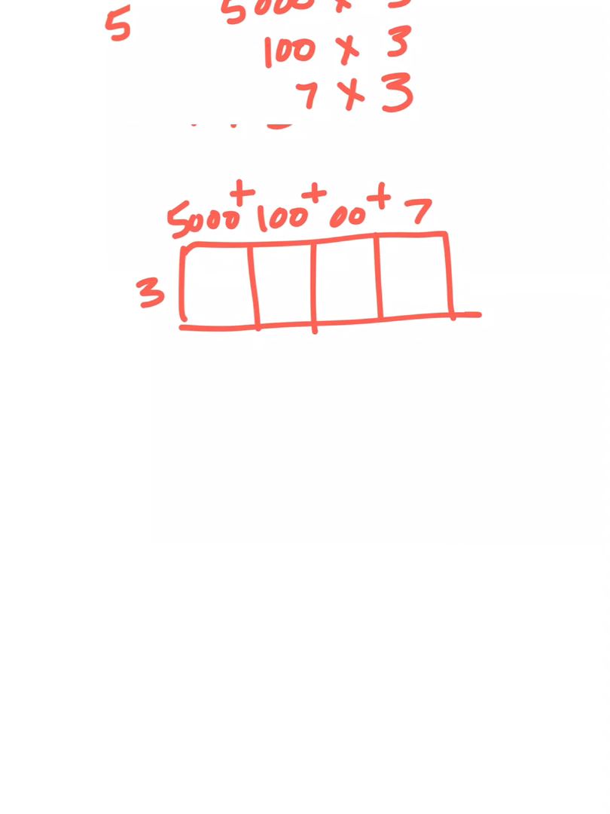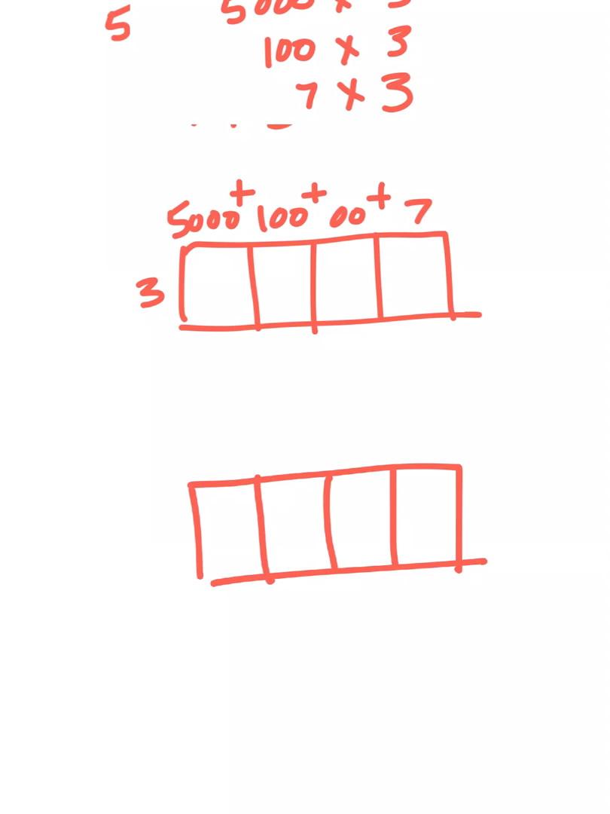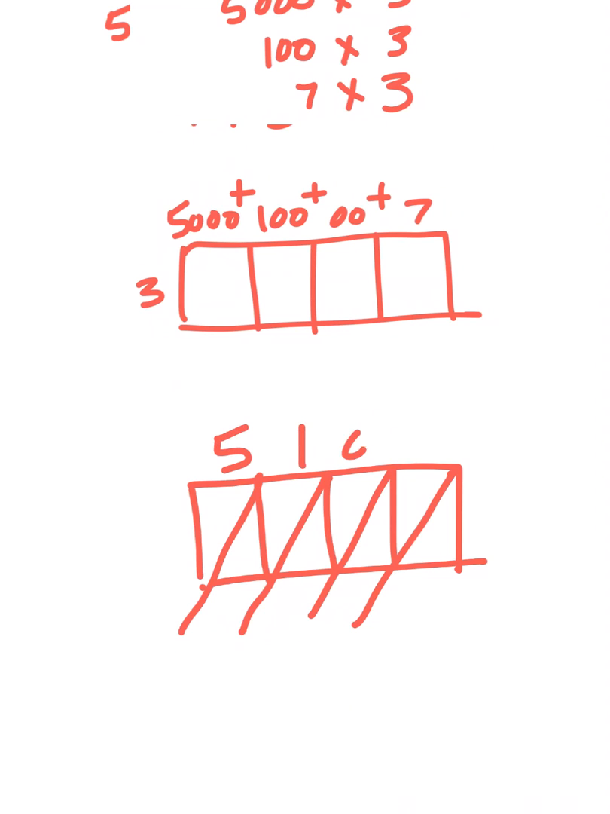Or I can try lattice, which looks very similar to partitioning rectangles, except my rectangle is going to have some diagonals to it. And I put the same number, 5,107. I don't split it up in an expanded form, and I just write the number above each box, and then I put the second factor on the right-hand side versus the left-hand side, where I put it for the partitioning rectangles. So since I've got lattice set up right here, let's just do the calculations using that.